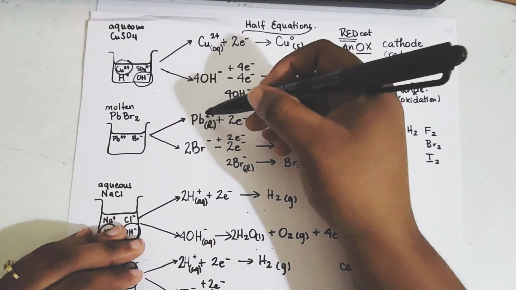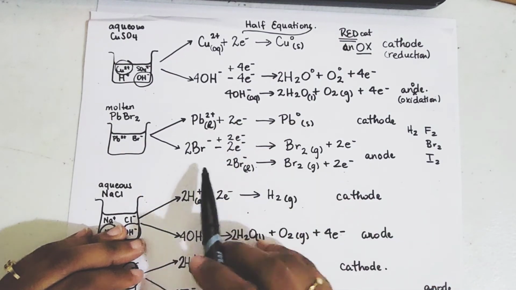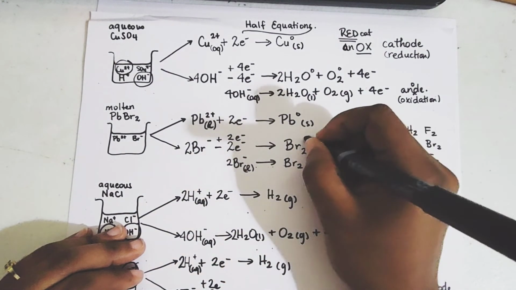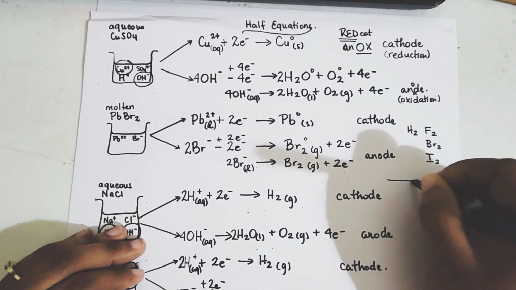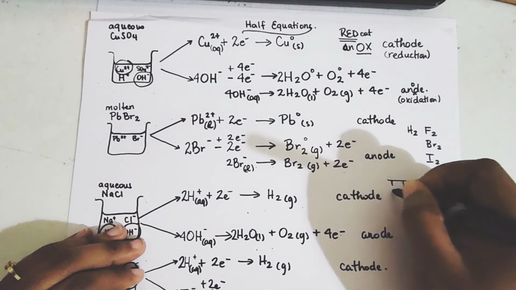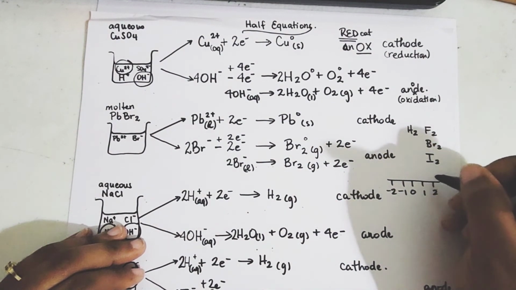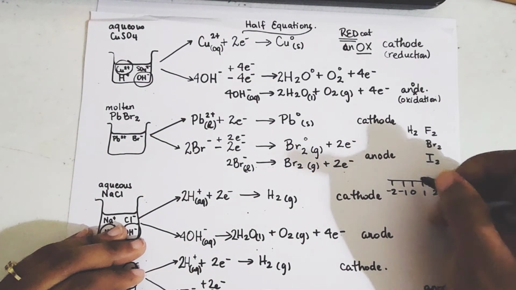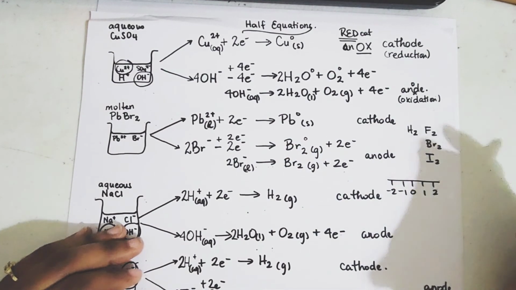So look here again, +2 to 0. This is reduction. Minus 1 to 0 here. This is oxidation. Because if you look at the number line, you will see that if you go from a negative to a positive number, you're increasing, right? So for here, if you're going from +2 to 0, you're reducing. If you're going from -1 to 0, you're oxidizing, right?